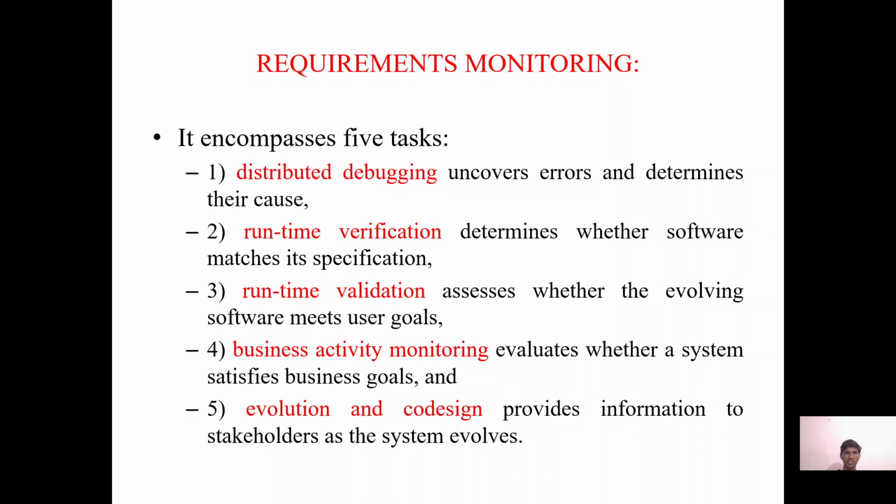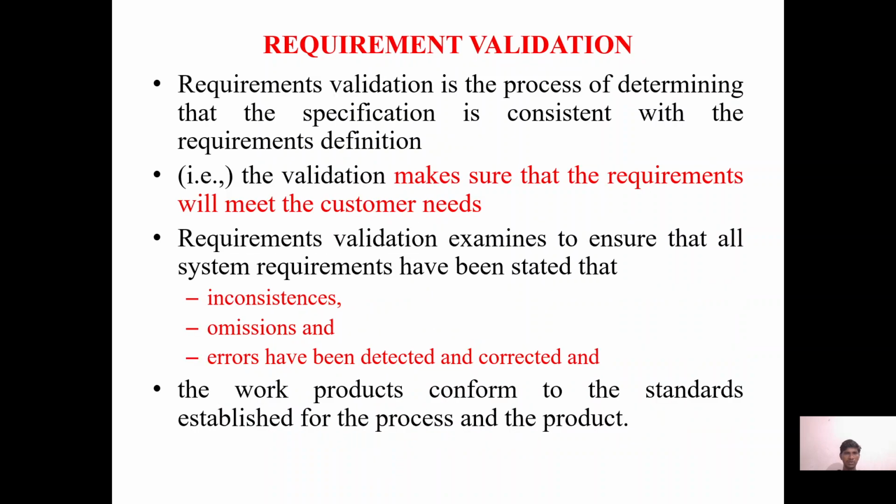In runtime verification, we can see whether the software matches the specification. In runtime validation, we can assess whether the evolving software meets the customer goal. In business activity monitoring, it evaluates whether the system satisfies the business goal. And evaluation and code design provides information to the stakeholders as the system evolves.